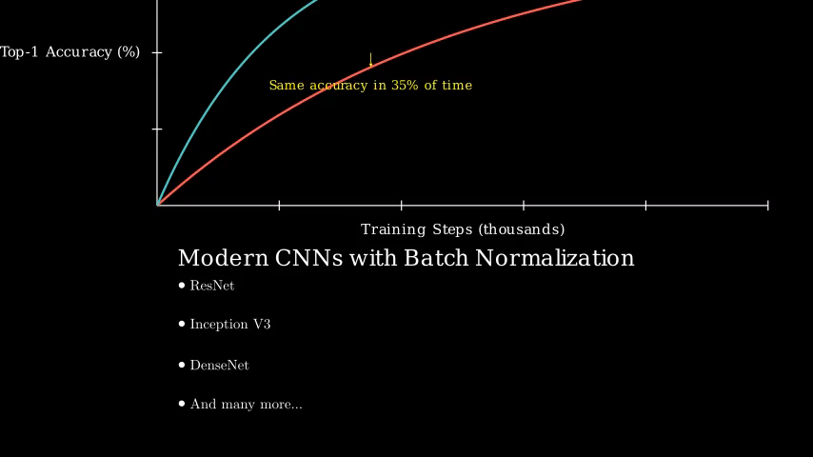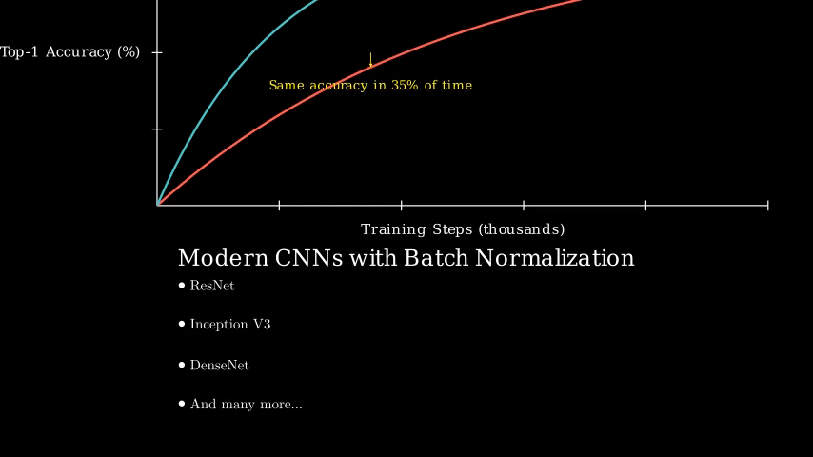There's also been some controversy about the initial explanation of why batch normalization works. While it was originally proposed to reduce internal covariate shift, recent research suggests its effectiveness might be more related to smoothing the optimization landscape and allowing larger learning rates.